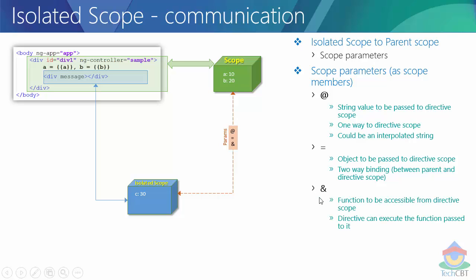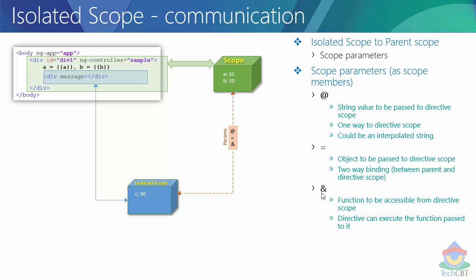And the next one is the ampersand symbol. Whenever you specify the ampersand symbol as part of your scope parameters, you are essentially saying that I have a function in this scope. You can access that function inside this isolated scope. So whenever I would like this isolated scope to execute a function available in some other scope, then you will be using the ampersand symbol.